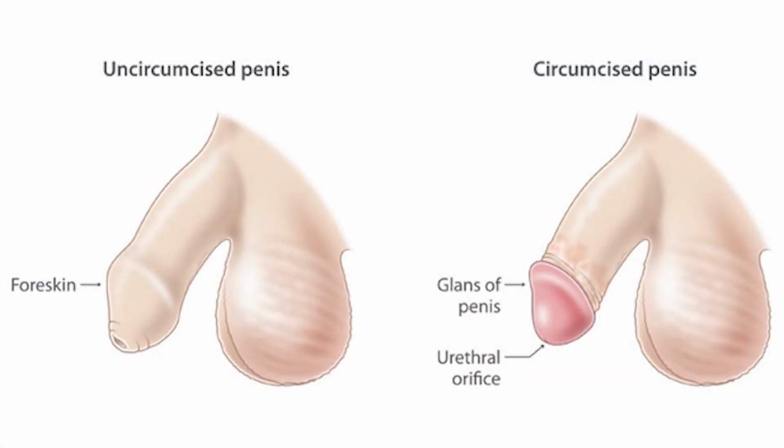So what is circumcision? Circumcision is simply a procedure in which the foreskin of the penis is removed surgically. What are the benefits of circumcision? The benefits of circumcision include, firstly, that it leads to improved penile hygiene.